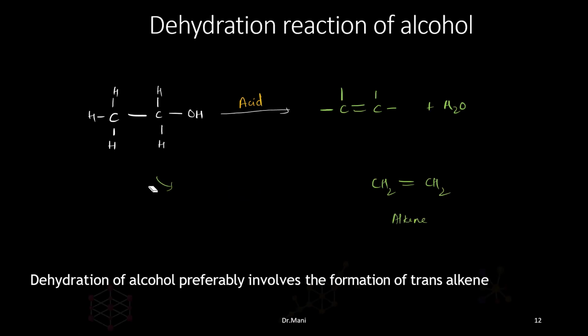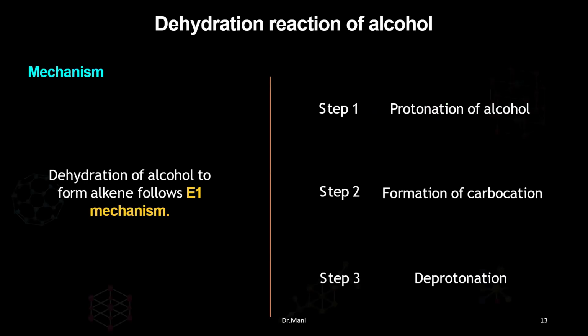So just remember this. This is the dehydration reaction of alcohol, because at the end you are getting water as you are removing the water from the alcohol. So it is called the dehydration of alcohols. This mechanism involves three steps and it will follow the E1 mechanism. If you remember, we have discussed the E1 mechanism. So step one, the protonation of the alcohol.